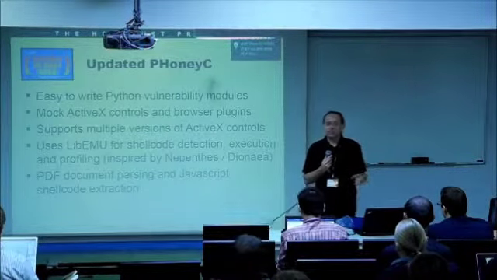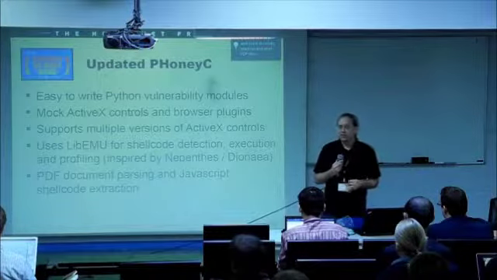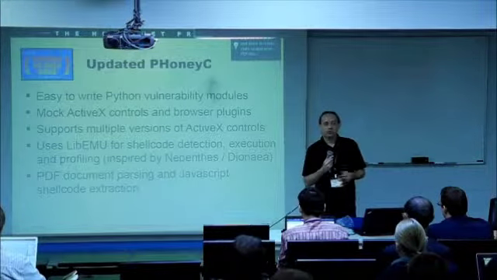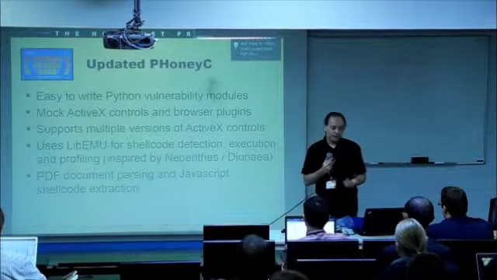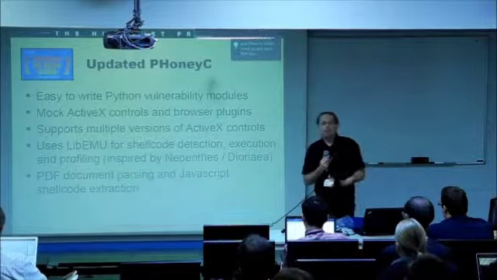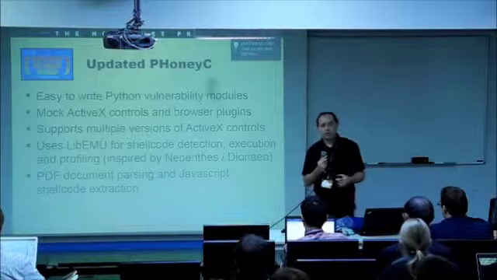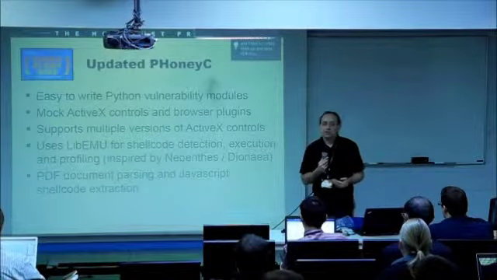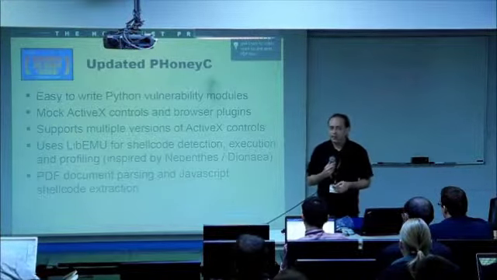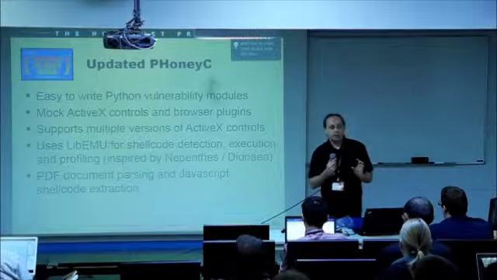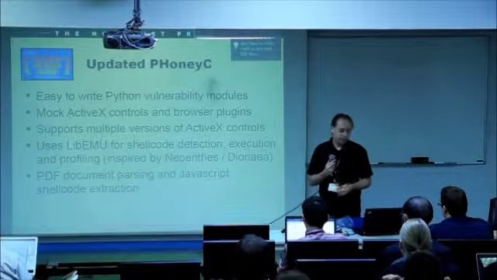So it's written in Python. You can write your own vulnerability modules in Python. It also has mock ActiveX controls, so we can stub out or emulate ActiveX functions. One of the neat features we added in GSOC was using libemu to detect shellcode in the JavaScript bytecode. This is inspired by the work on Nepenthes and Dionaea. This is a generic way of detecting shellcode within a low interaction client honeypot.